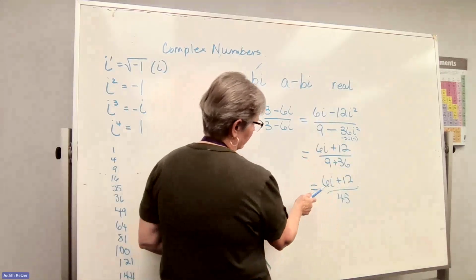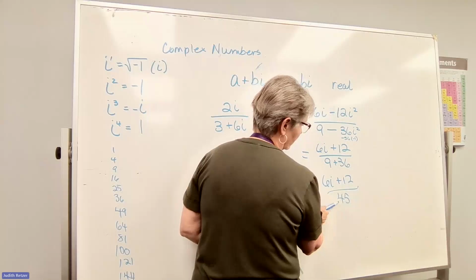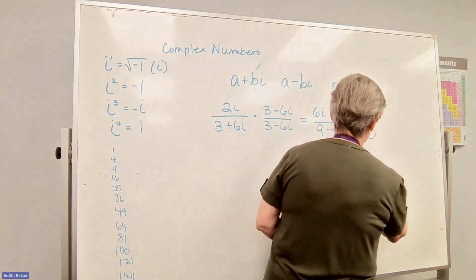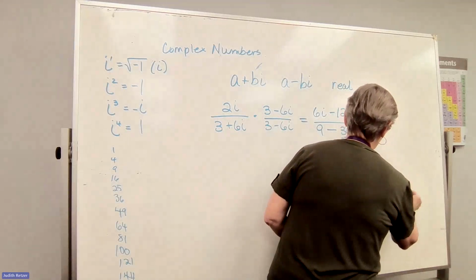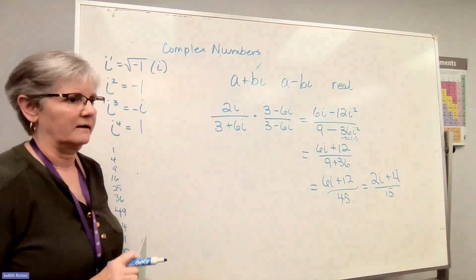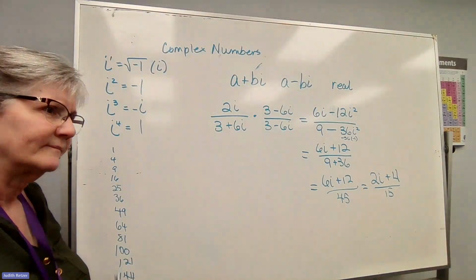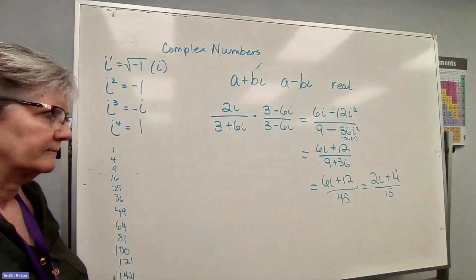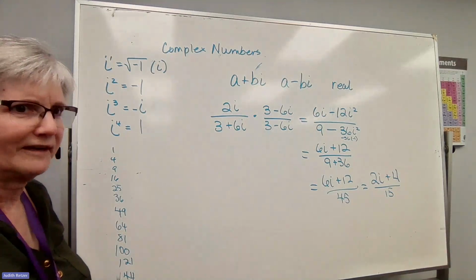Be careful. 3 goes into this, 3 goes into this, 3 goes into this. You must also simplify. So 2i plus 4 divided by 15. Do you want us to show that we divided it by 3, or can we just do what you did on the board? You can just do what I did on the board. Just simplify.